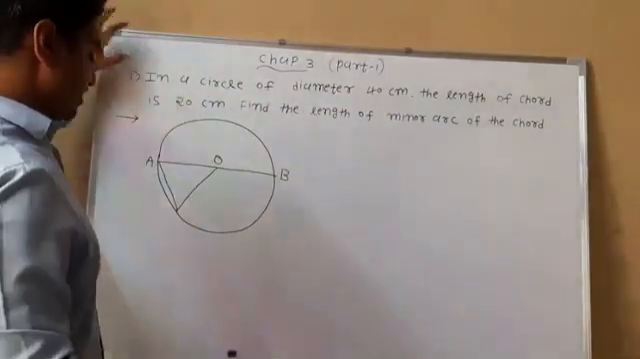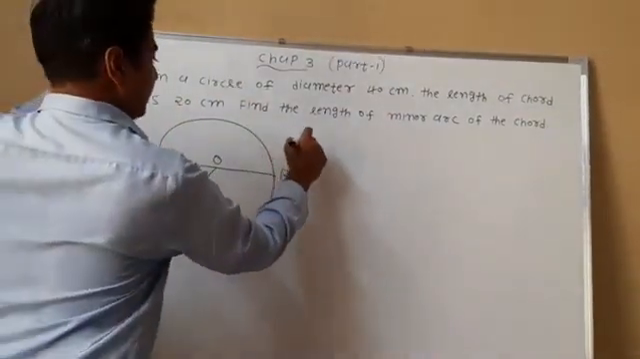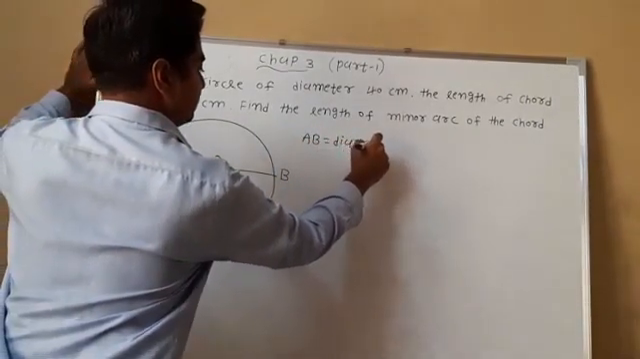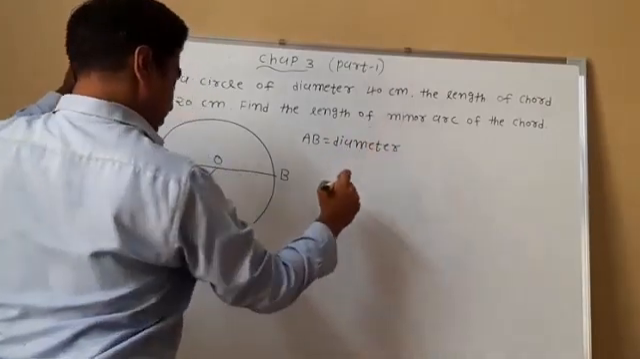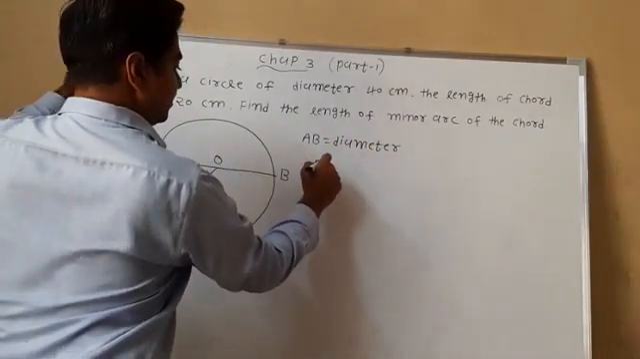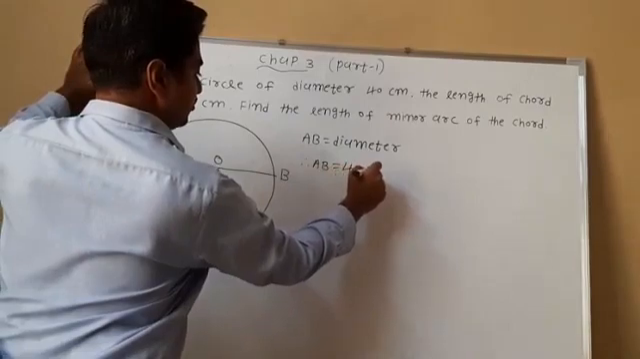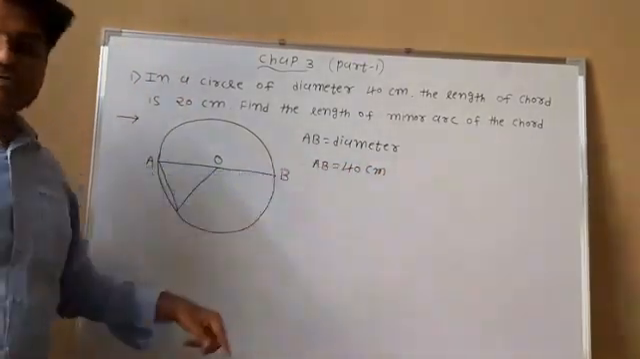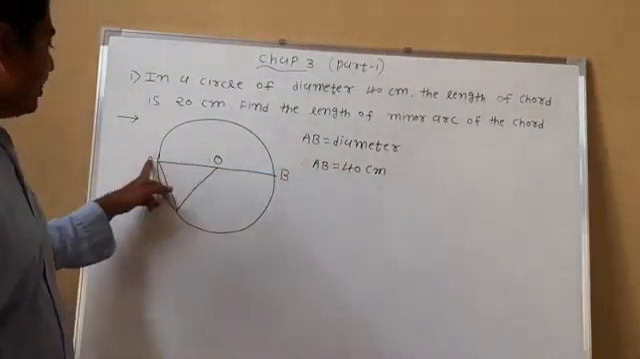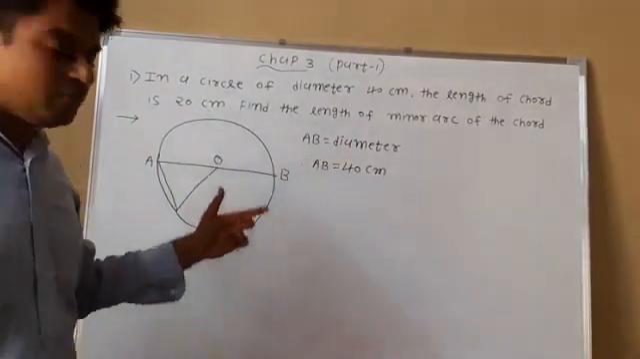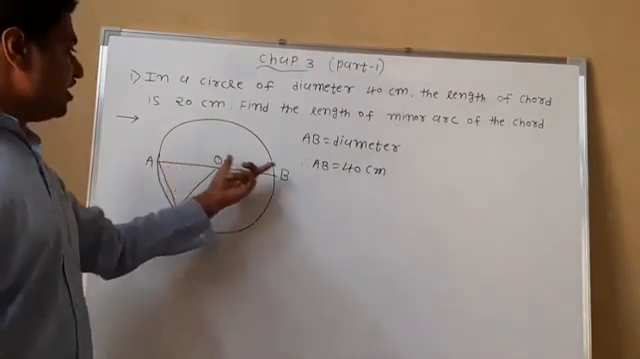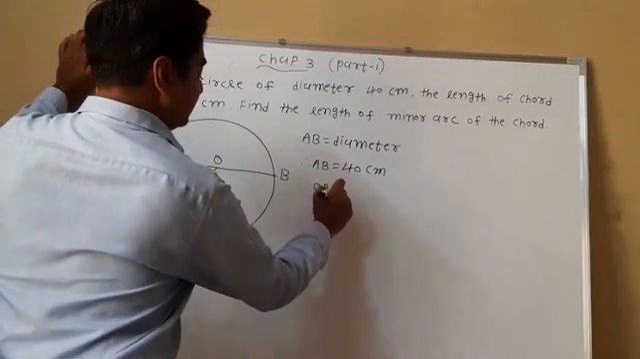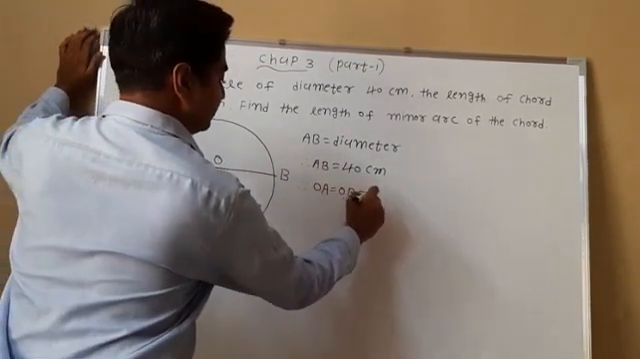That means AB is equal to diameter, therefore AB is equal to 40 centimeter. Now AB is equal to 40 centimeter, that means OA and OB are the radius of this circle. So OA is equal to OB is equal to 20 centimeter.